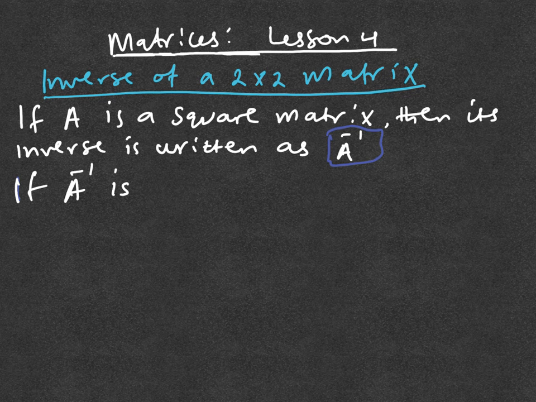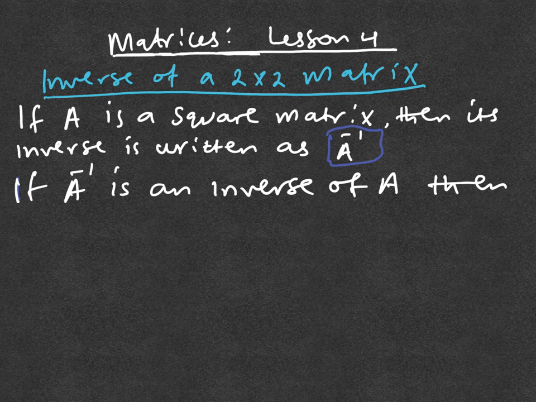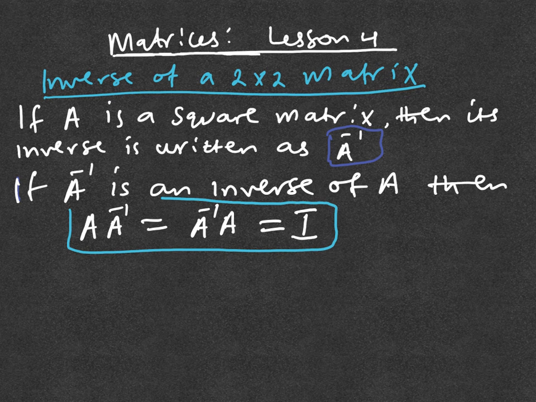If A inverse is an inverse of A, then this is very important. If you get A and multiply it by its inverse, it will be commutative to the inverse of A times A, and this will always give us an identity matrix. This property is what we are going to exploit today to find the inverse of a matrix.